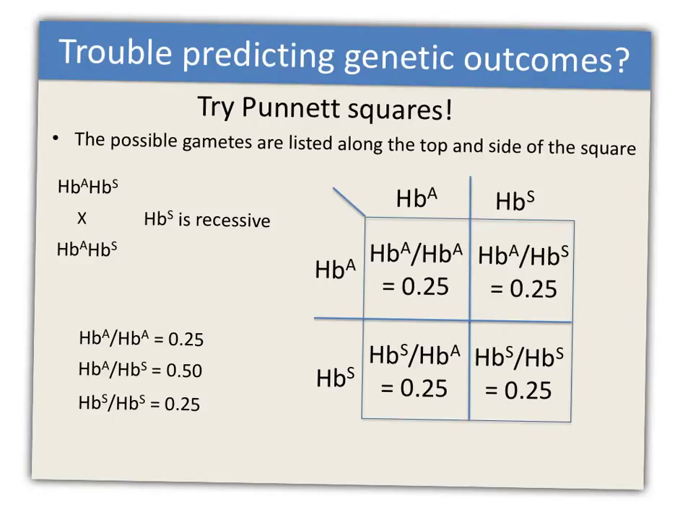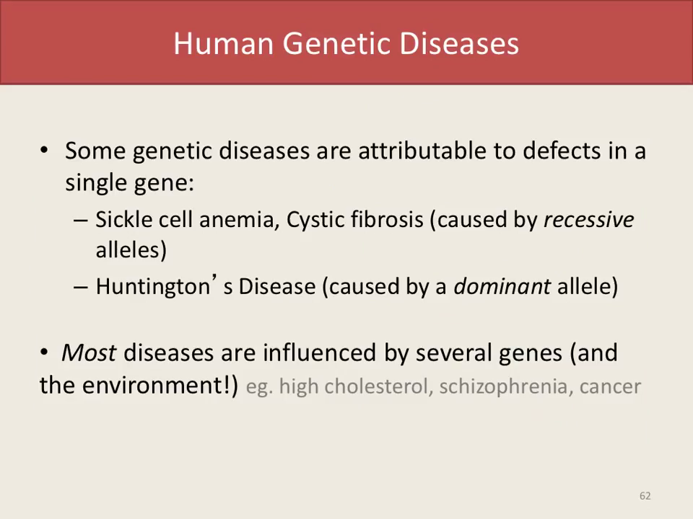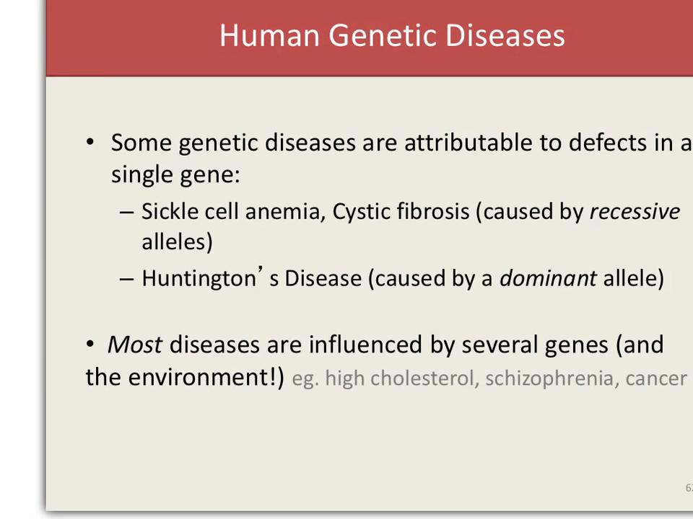There are oftentimes many loci associated with a trait and many different alleles. Some genetic diseases are attributable to defects in a single gene, like sickle cell anemia and cystic fibrosis. Some are caused by a dominant gene. That means all you need is the Huntington's allele H instead of wild type, and you'll have the disease.